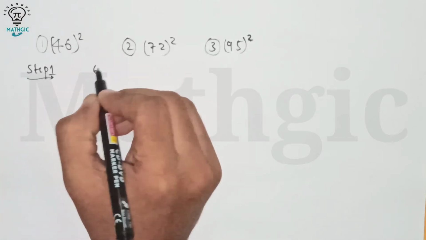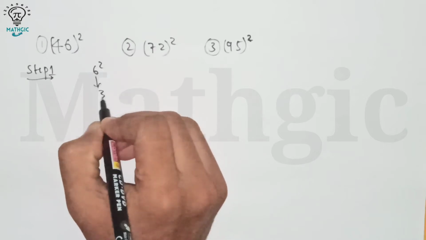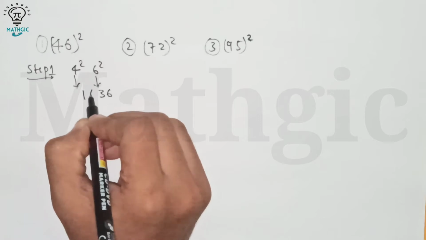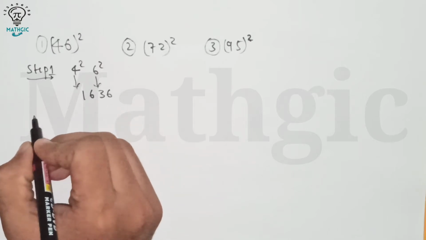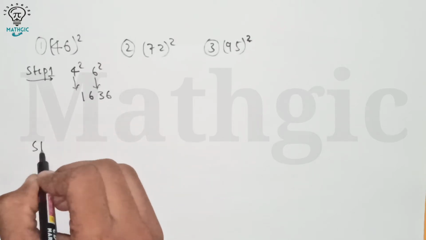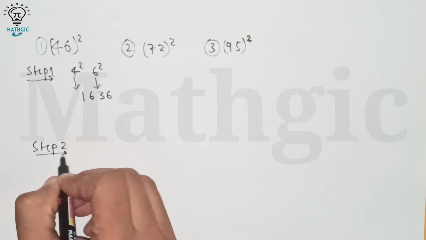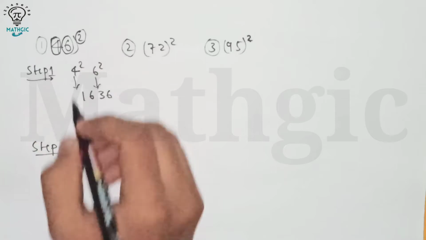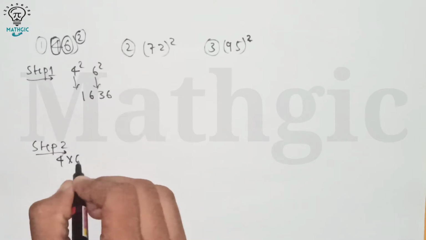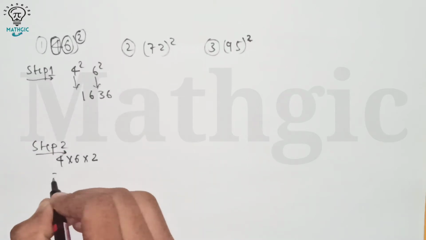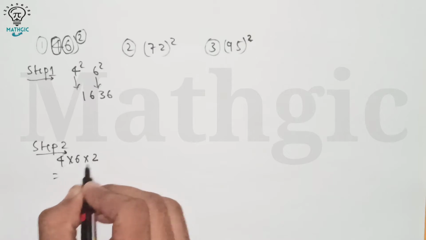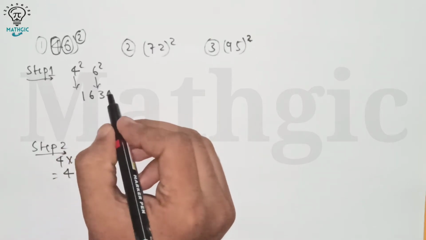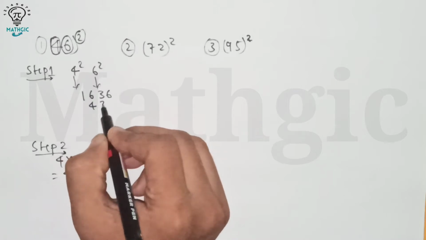First take the square of 6, which is 36. Next, 4 square, which is equal to 16. You have to write this. And in step 2, you have to multiply these 3 digits, 4 into 6 into 2. So 6 4s are 24, 24 times 2 is 48. So add 48 to this number, and you have to leave the unit digit. So add 48 like this.